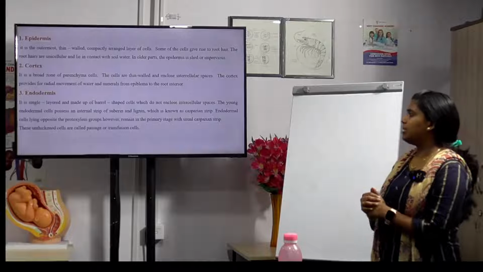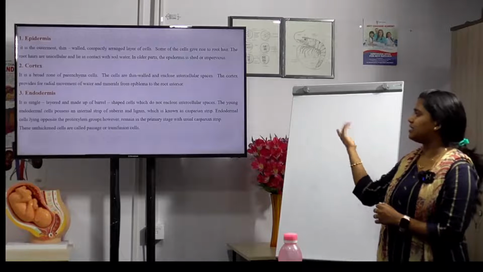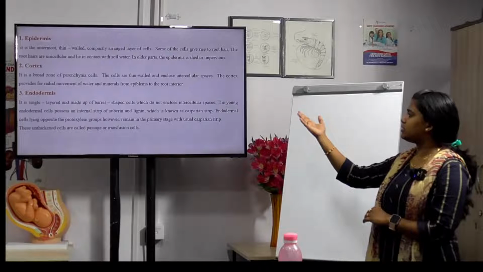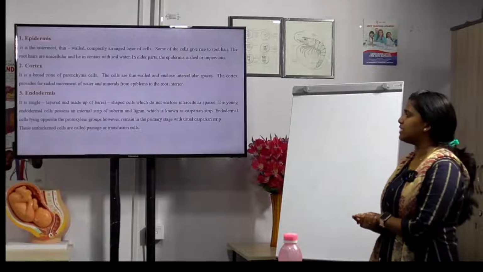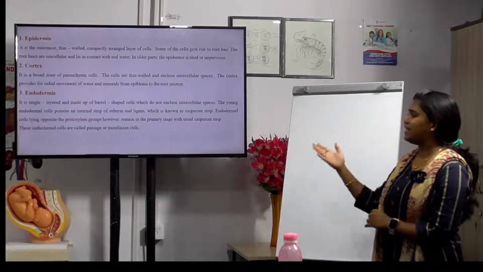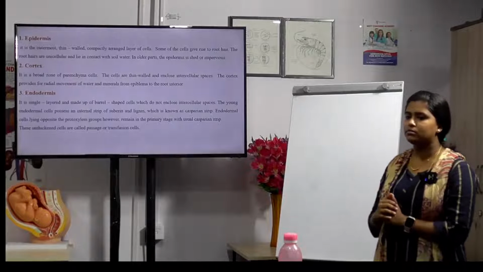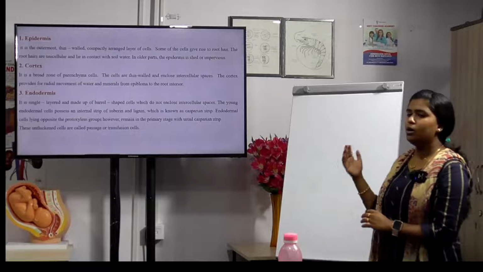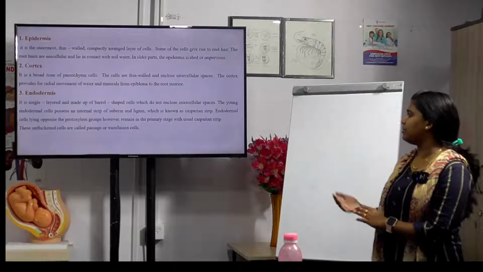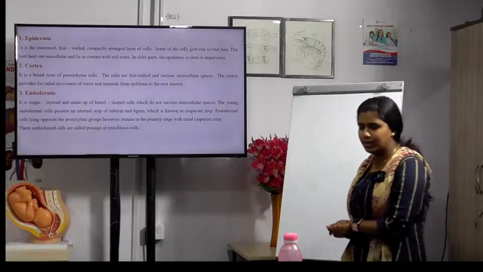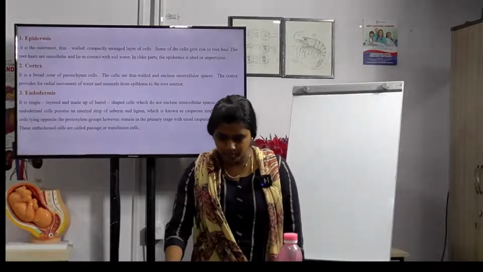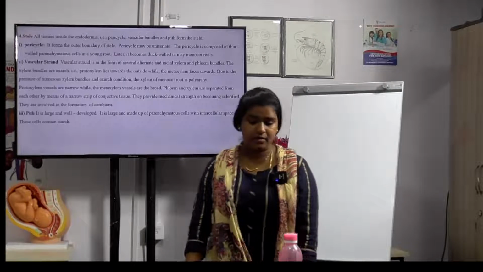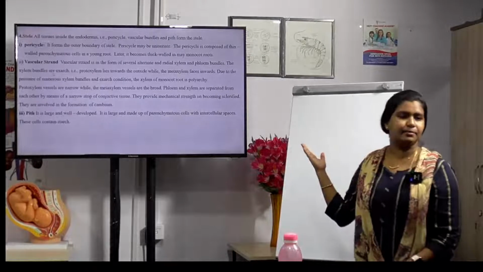And then endodermis, inner layer made up of barrel shaped cells which do not enclose intercellular spaces, and the young endodermal cell possesses an internal strip of suberin and lignin which is called what? Casparian strip. And then endodermal cells lying opposite to the protoxylem groups however remain in the primary stage with usual Casparian strip. Ade ingium stele, again three types of parts only.